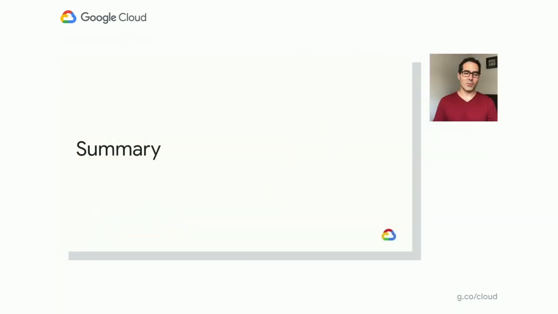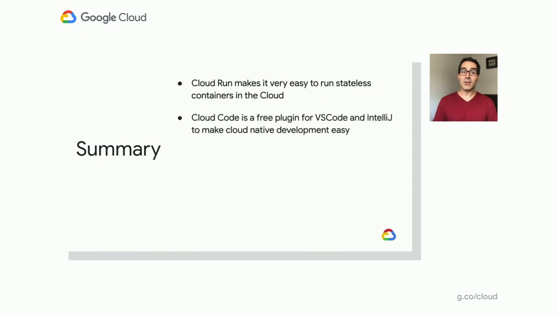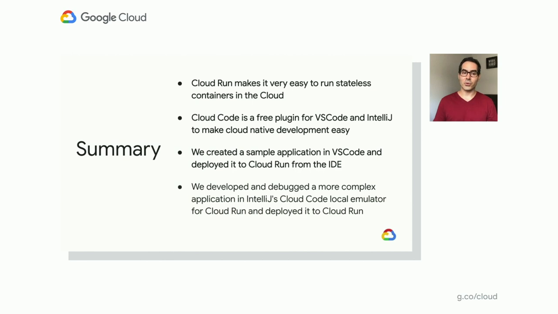So let's summarize what we've learned today in this talk. We've seen what Cloud Run is, how it makes it super easy to run stateless containers in the cloud. Then Matt explained what Cloud Code is, how it sits inside VS Code or IntelliJ as a free plugin and makes cloud native development easy. We created a sample application in VS Code using Cloud Code, and then I deployed it to Cloud Run from the IDE. Finally, Matt showed you how to develop and debug a more complex application using IntelliJ's Cloud Code local emulator for Cloud Run and deployed it to Cloud Run.